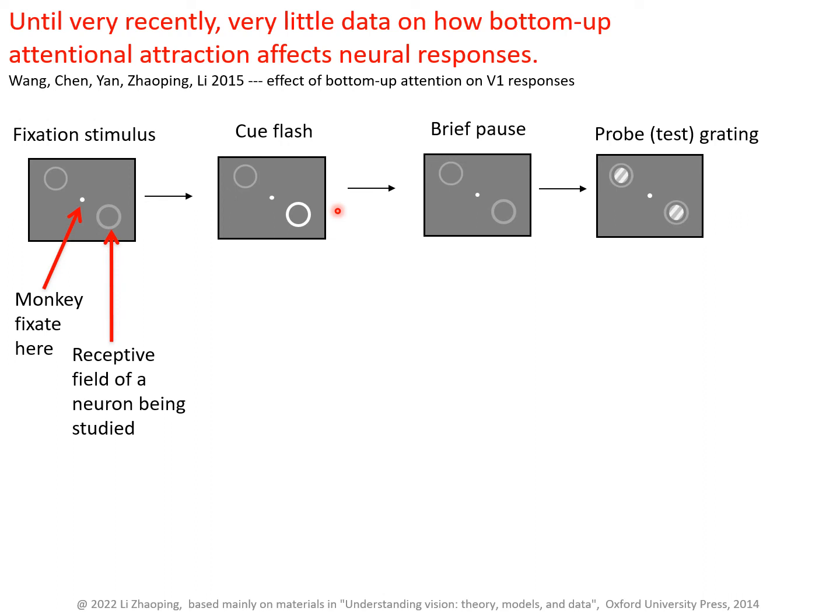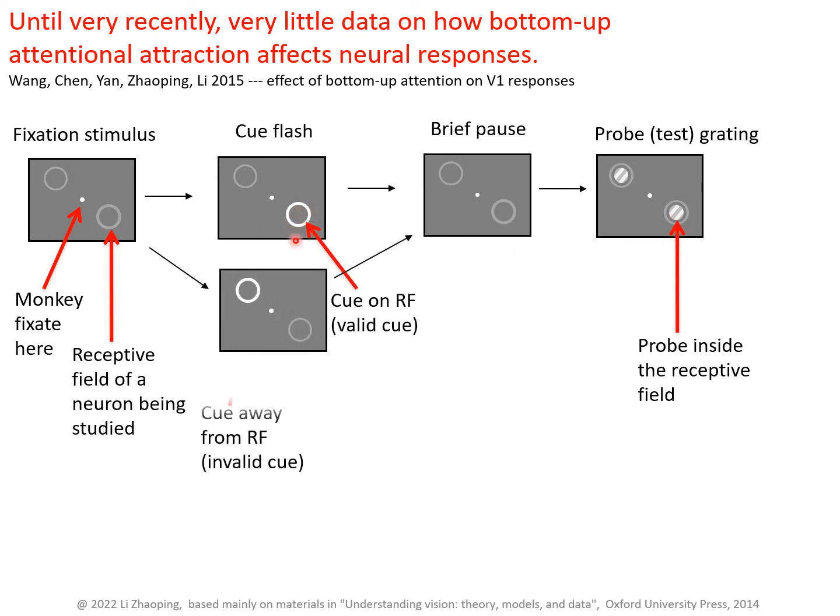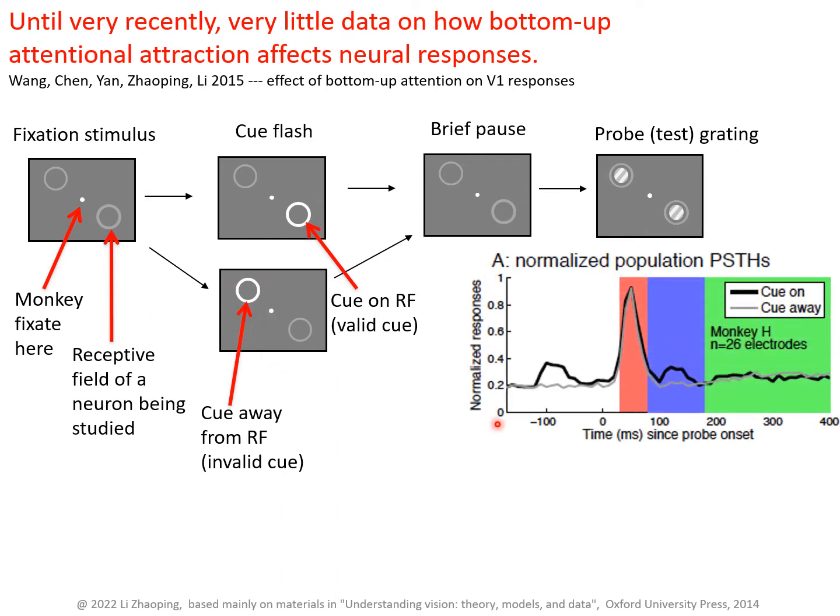So we can then measure the neuron's response to the probe inside the resident field. Here the probes are just the gratings inside, outside the resident field. And we can examine how the neural response to the probe inside the resident field depends on whether the cue is around the resident field or away from the resident field. This is neural response versus time, and time 0 is when the probe appeared. The darker curve is for when the cue is on and around the resident field, and the lighter curve is when the cue is away from the resident field.